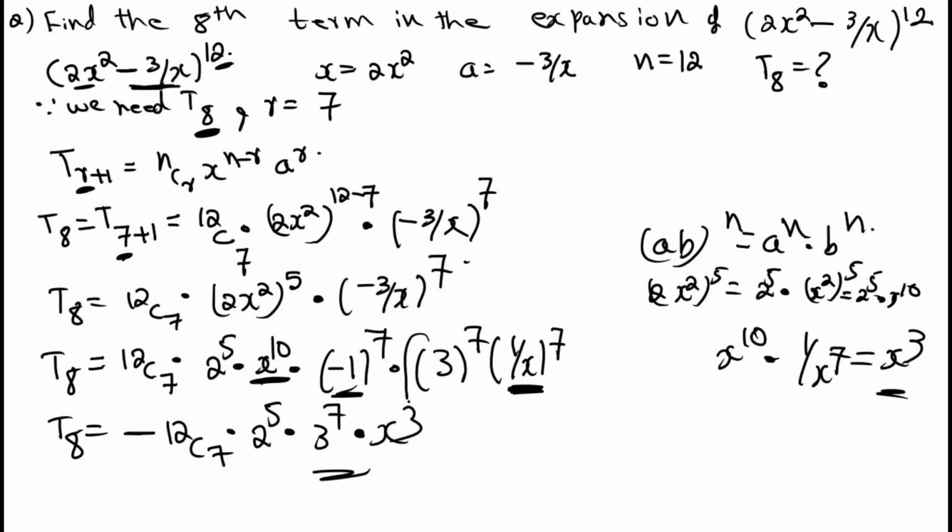Okay, this step clear. See here, minus 3 by x to the power 7 is there. You can write it as minus 1 to the power 7 into 3 to the power 7 into 1 by x to the power 7. Okay, because see, if you multiply again, you will get the same answer. Okay, so this is the answer for the given question.